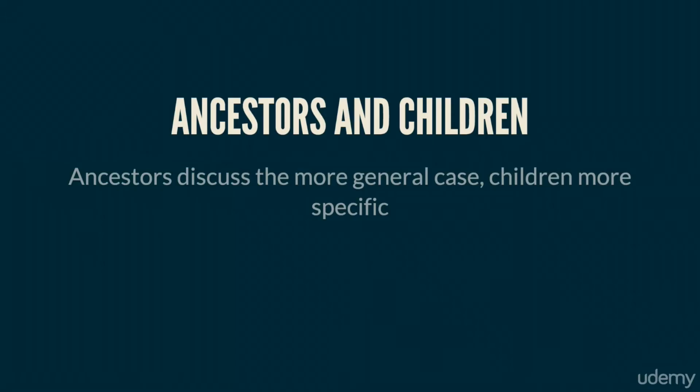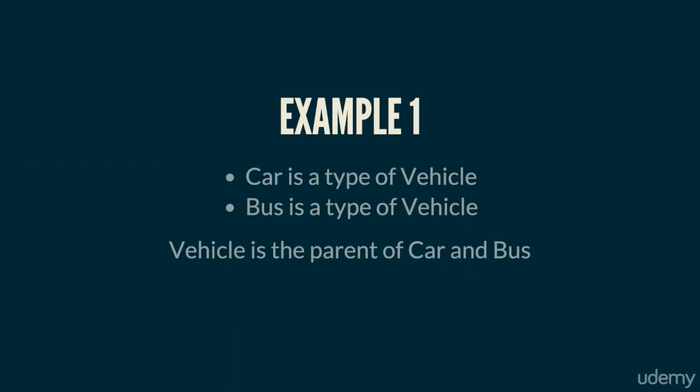Firstly, two concepts. An object's ancestors describe the more general case. An object's children describe the more specific case. Let's try to understand what that means. So a car is of type vehicle. A bus is also of type vehicle. The vehicle is the more general case, it's the ancestor. Bus and car are the children of vehicle. They're the more specific cases. So we can also say vehicle is the parent of car and bus.